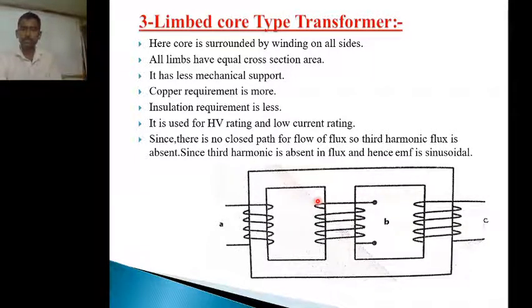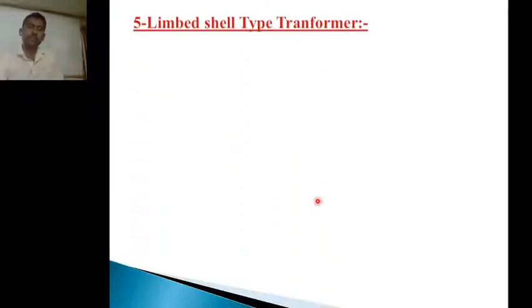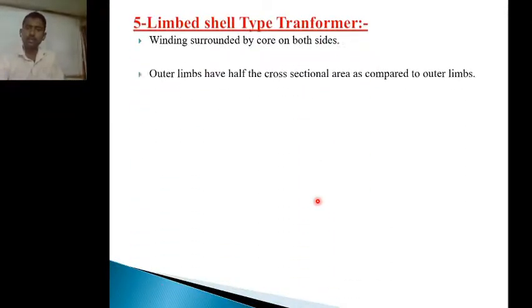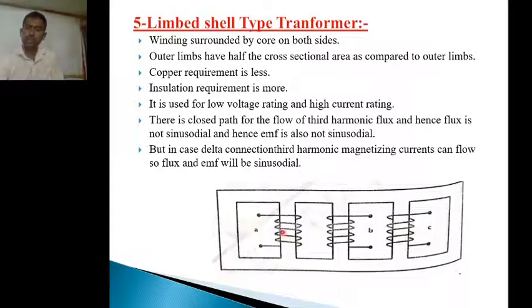And coming to the 5 limbed shell type transformer. In the shell type transformer, we have 5 limbs: 1, 2, 3, 4, 5 limbs. So the winding is surrounded by the core on both sides.